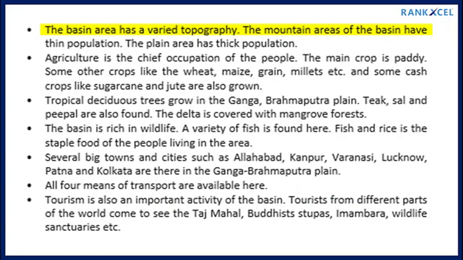The basin area has a varied topography. The mountain areas of the basin have thin population. The plain area has thick population. Agriculture is the chief occupation of the people. The main crop is paddy. Some other crops like wheat, maize, grain, millets etc. and some cash crops like sugarcane and jute are also grown.